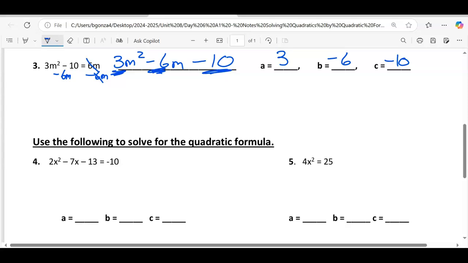Okay, so it can't equal negative 10. It needs to equal 0. So the opposite of minus 10 is plus 10 on both sides. Cancels out here. So we got 2x squared minus 7x, and negative 13 plus 10 is negative 3. Ooh. So we can fill in A, B, and C. A, the first coefficient is 2. B, the second coefficient is negative 7. And C, negative 3.